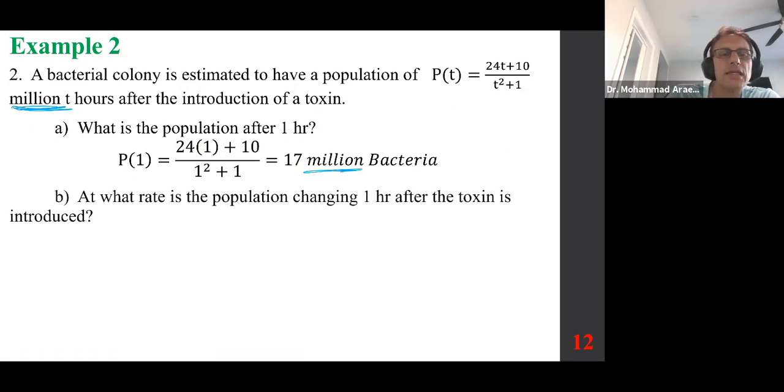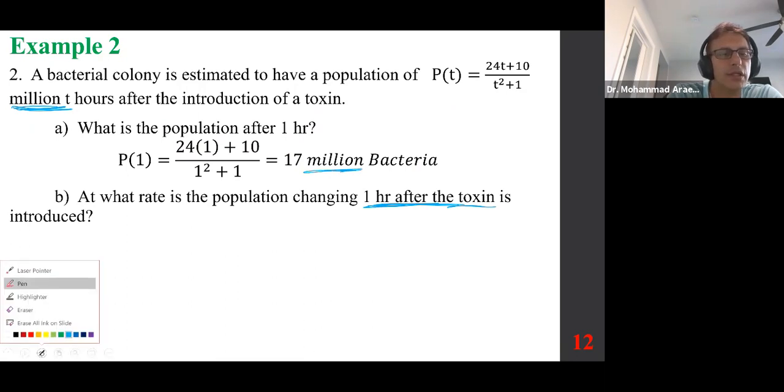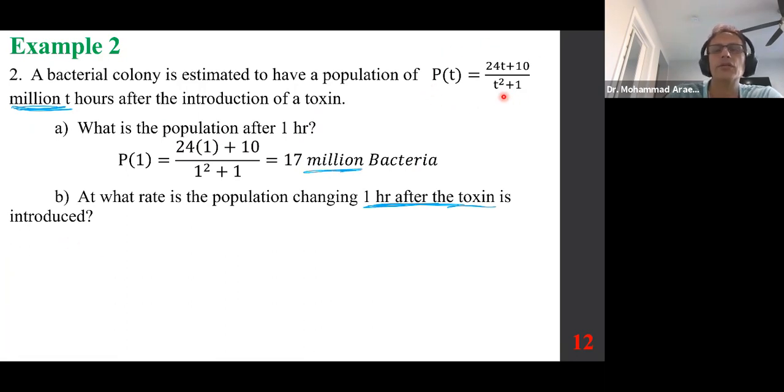The next part is asking about the rate, and it's given at one point in time. So that means differentiate and plug in 1. Differentiate using the quotient rule. All right, let's do that. This becomes 24 times the bottom minus the bottom gives you 2t times the top over the bottom squared.